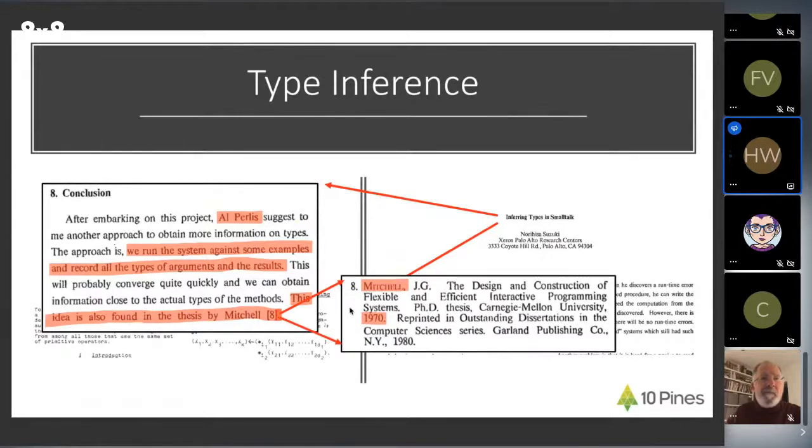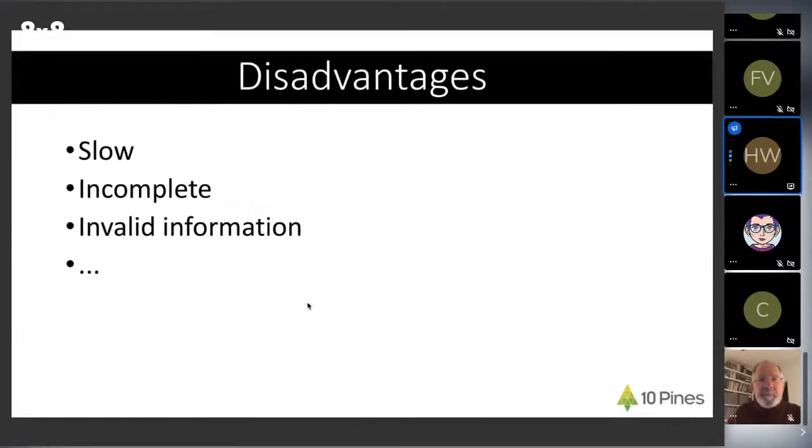I couldn't find it, but what is interesting is that it is an idea from 1970. So just to mention, what I'm going to show is not really new. It's older than Smalltalk. But anyway, type inference is a way to get type information on dynamically typed languages, but it has some disadvantages. We all know about them.